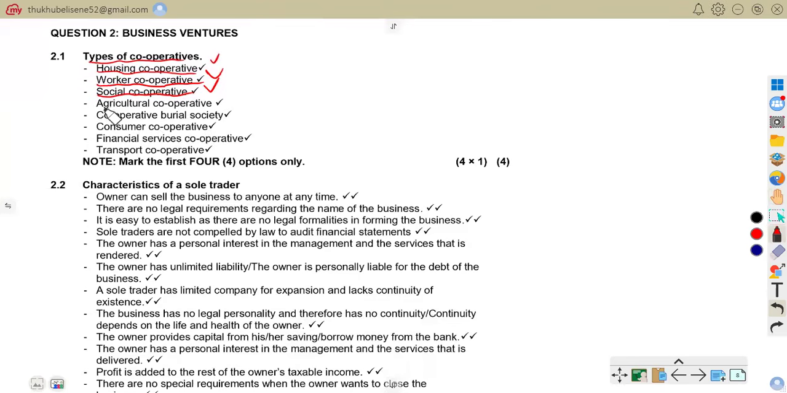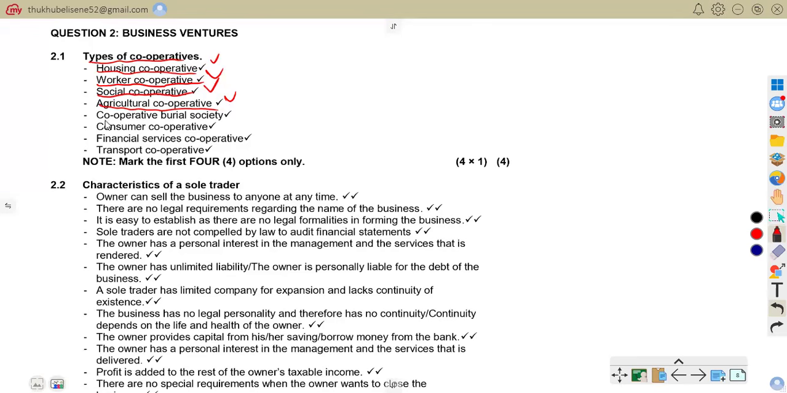And now let us come to agricultural cooperative. This is formed by farmers to process, market, or buy supplies collectively, reducing cost and improving efficiency. For example, farmers pooling resources to buy equipment or sell their produce together.